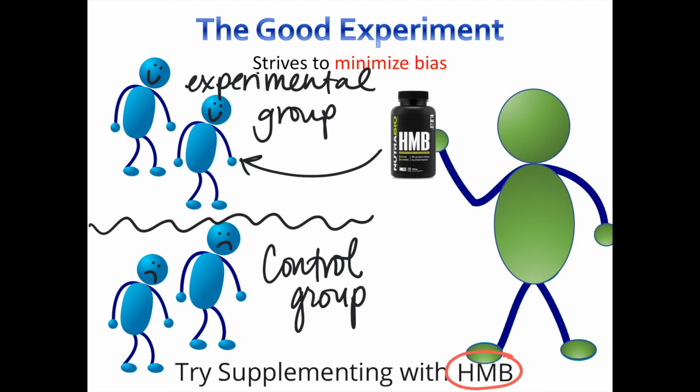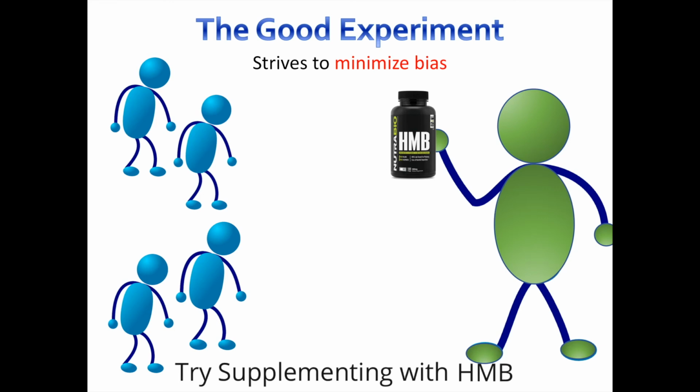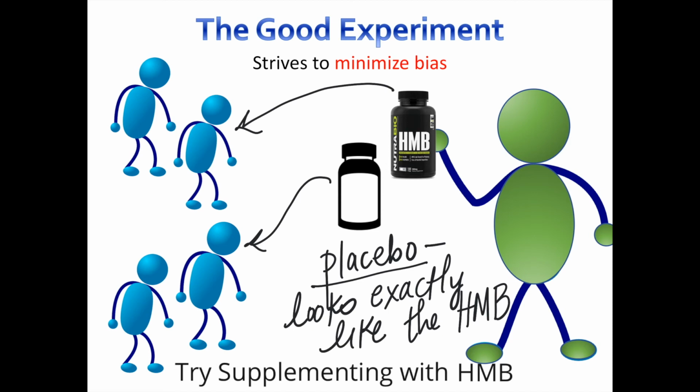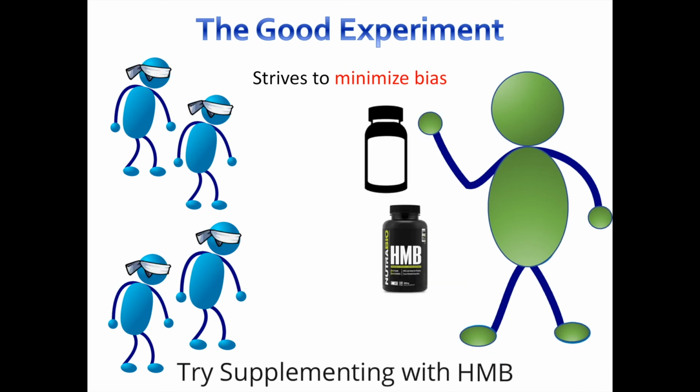A better way to run this experiment would be to find a way to not only minimize our own bias, but the bias of our volunteers as well. So how can we go about eliminating the bias in our experiment? The best way to do this would be to design an experiment in which our experimental group still receives the HMB supplement. However, instead of giving our control group nothing, this time we'll give them a placebo. And in this case, a placebo would simply be another pill that looks exactly like the HMB supplement. Most importantly, you do not tell each volunteer whether they are receiving the real or the fake supplement. And in this way, you can eliminate volunteer bias.